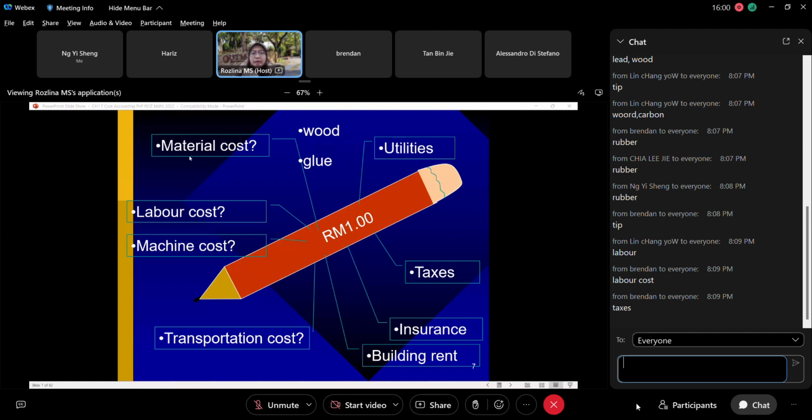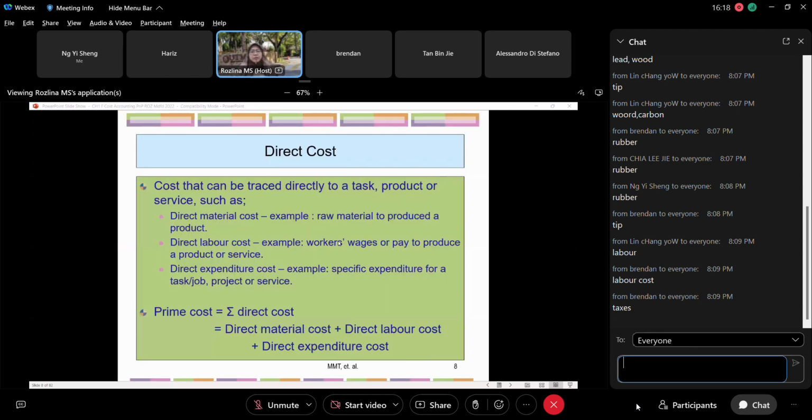Material and labor is prime cost. The others, we call it overhead. Something that supports the production, that contributes to the production, to produce the product. Okay, direct cost that can be traced directly to a task, product or service. Okay, this one you just read. Prime cost equals direct material cost. This one also you just read.